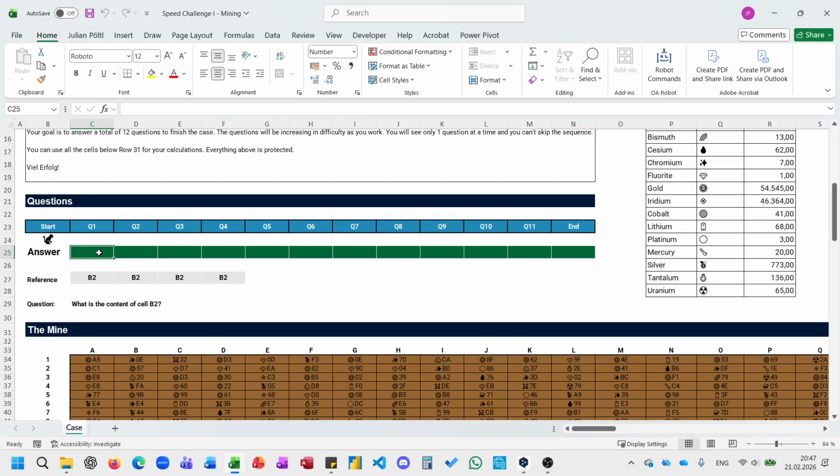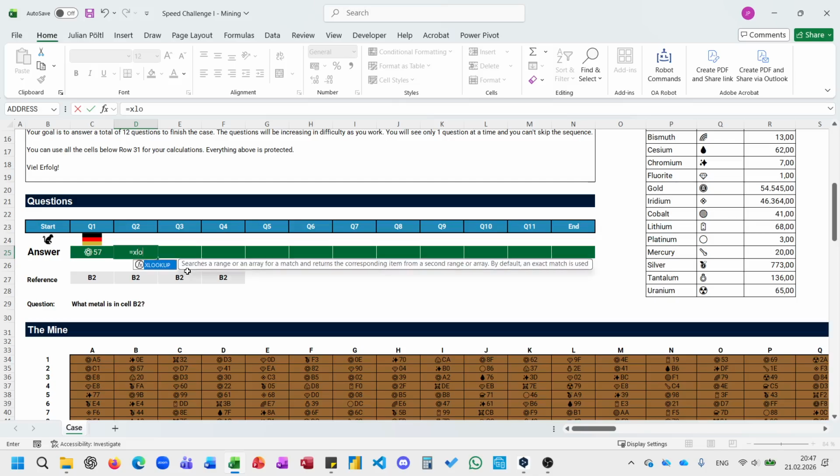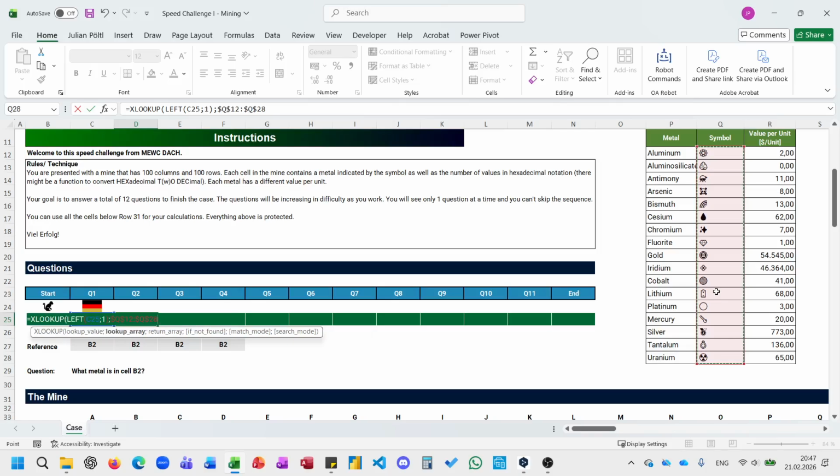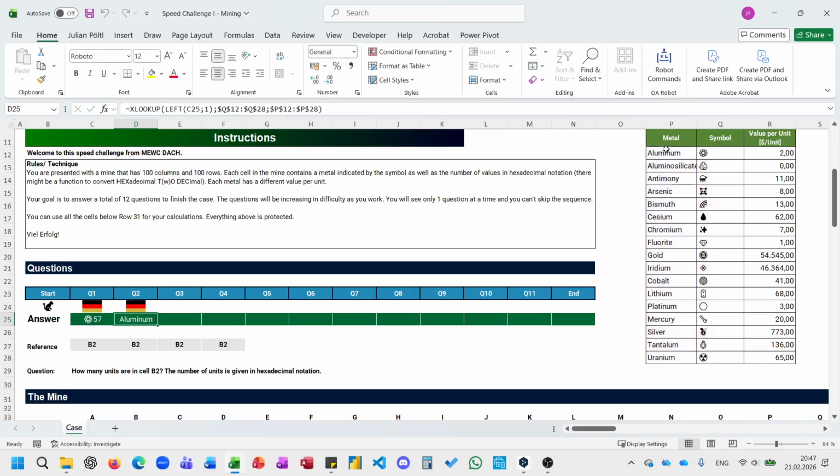So let's start. Okay, here we go. Here's the case. What is in B2? What metal is in cell B2? XLOOKUP, LEFT 1 in here, returning this metal here, aluminium.